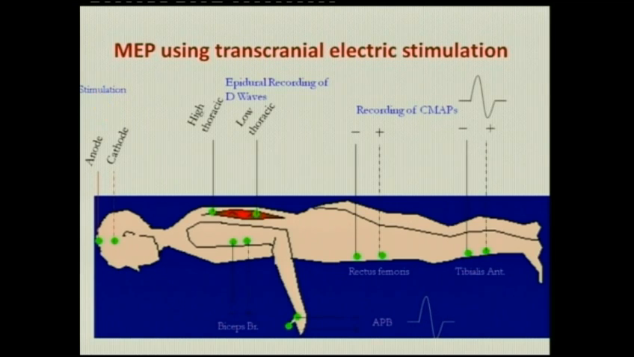You put your electrodes in the rostral and caudal parts of the operational field in the epidural space and record D waves. Then, with the stimulations, you also have to record the muscle compound potentials from the different upper and lower limb muscles. So the whole pathway you can monitor.